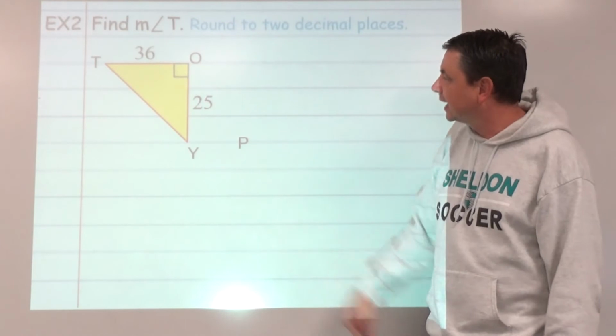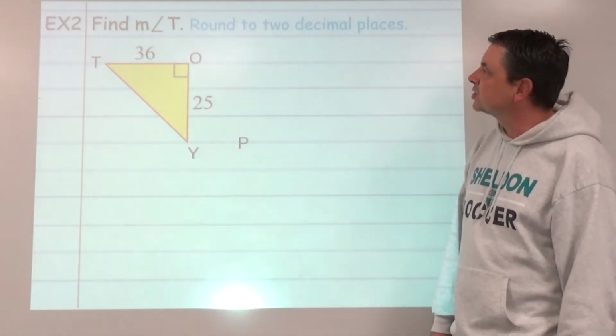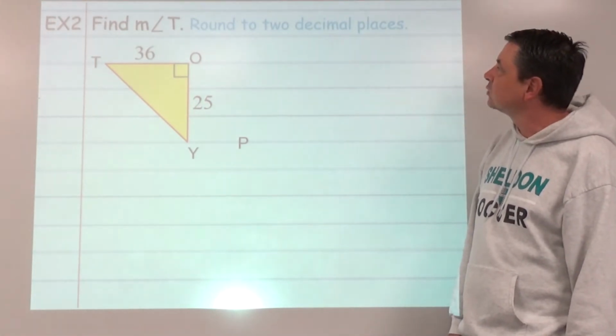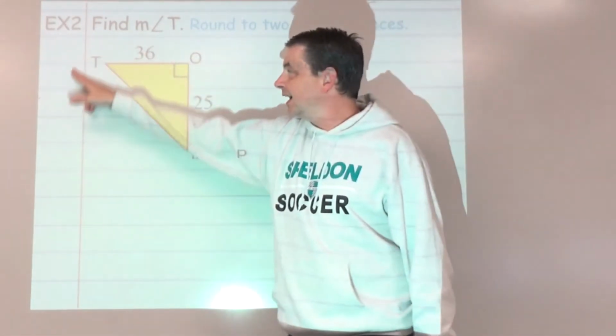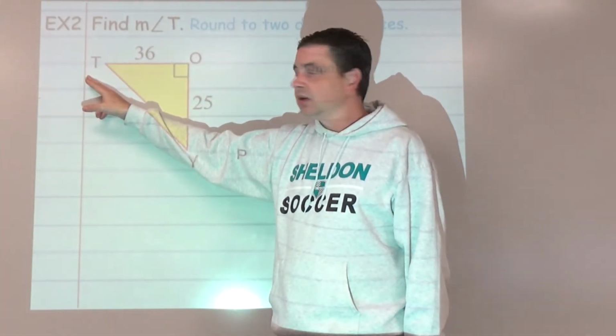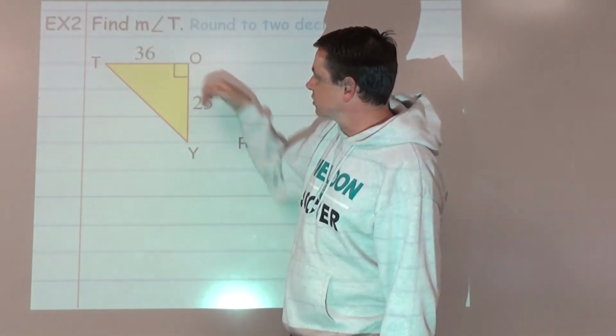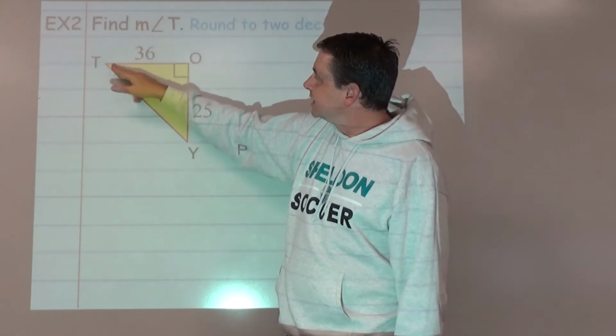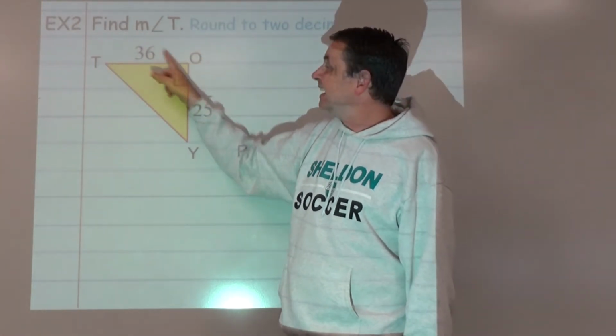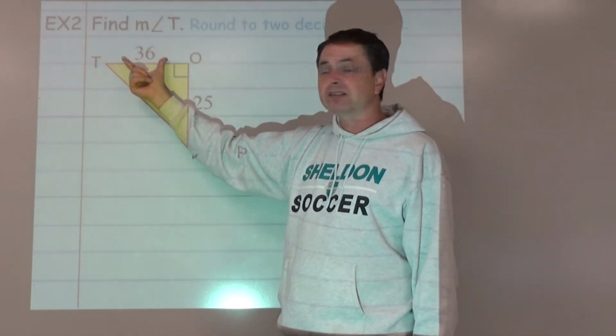I'll disregard that. This time we're finding the measure of angle T, round to 2 decimal places. So this is our angle in question. We've got sides of 36 and 25. Let's figure out what they are. 36 is one of the legs. It's touching the T, so that's adjacent.